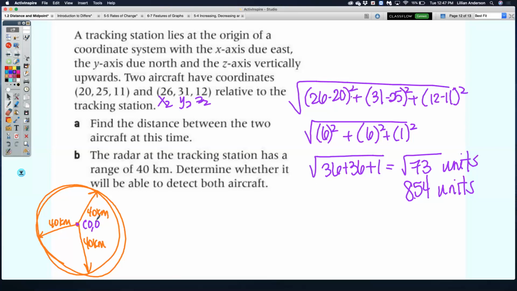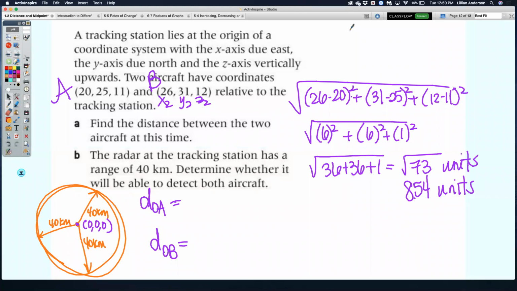So if this is located at the origin, which is 0, 0, 0, then we have to figure out whether or not it will be able to detect both aircrafts. So we have to find the distance from the tracking station to A, and then the tracking station to B. So that's what I want you to do. I want you to find the distance from the tracking station to aircraft A, and the tracking station to aircraft B. When you have it, type your answers into the chat, online students. So the distance from the origin to the first aircraft, A, what did you get?